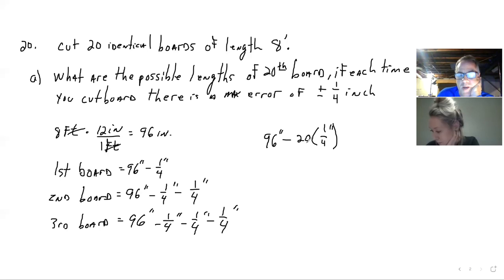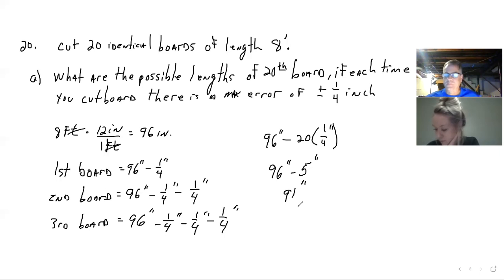4 goes into 25 times. So this is just 96 inches minus 5 inches, which is 91 inches. So that 20th board could be, if you had a max error of -1/4 of an inch, as much as 5 inches off. That is, it could be as short as 91 inches.